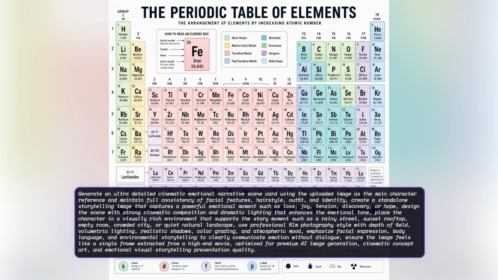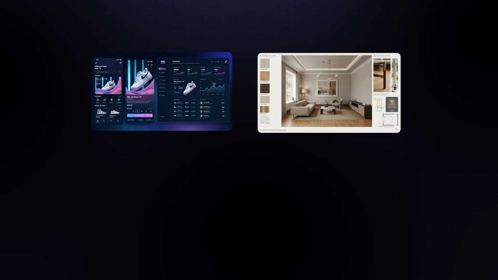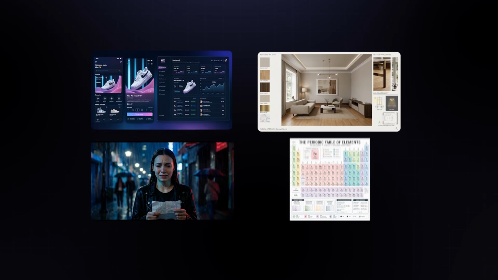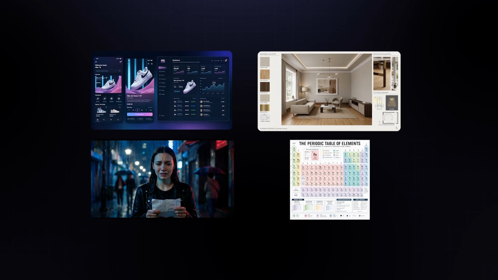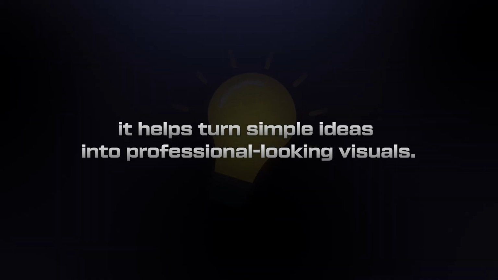And honestly, these are just a few examples of what GPT 2.0 inside Keoo AI can do. From character sheets, comic panels, storyboard frames, and advertisement visuals, to UI/UX concepts, interior designs, emotional scenes, and educational infographics. You can see that this goes far beyond random AI image generation. The better and more detailed your prompts are, the better your results will be. And that's what makes GPT 2.0 so powerful. It helps turn simple ideas into professional-looking visuals.